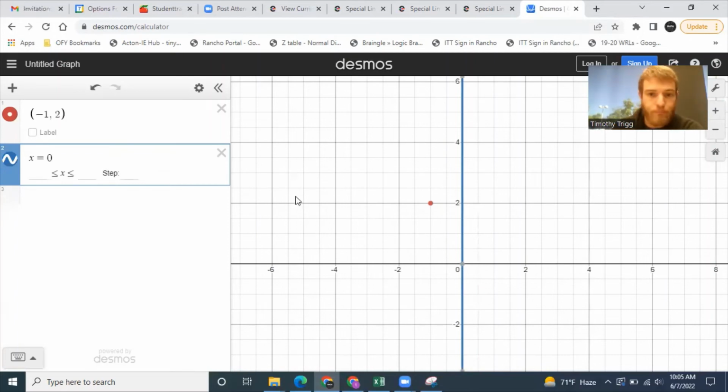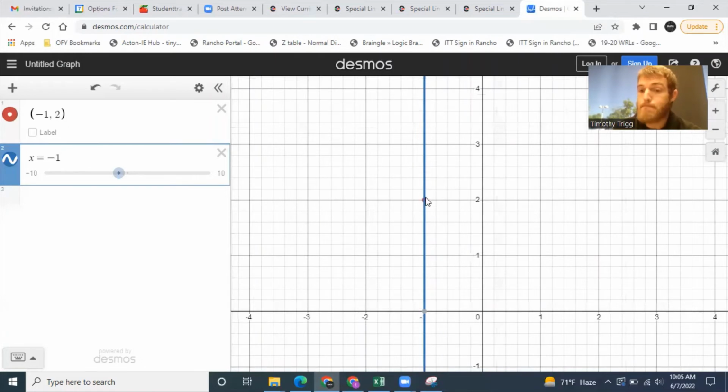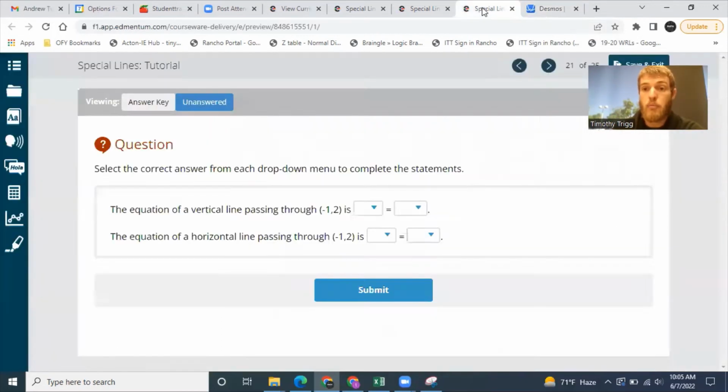That's interesting. So if I want a vertical line that goes through this point being (-1, 2), we're going to just do x equals -1. Notice it's a vertical line and it passes through the point that we want. You see that? So any vertical line is going to be x equals something. And if I want to go through a particular point, I just put x equals and then the x coordinate.